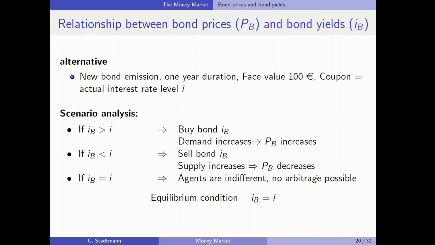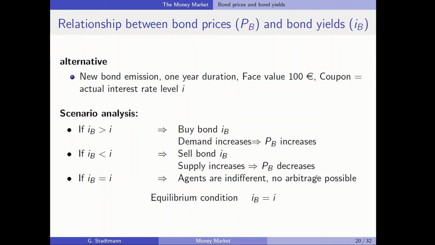What is the alternative, the other bond we are talking about? It's a new bond emission. It also has a 1 year duration. The face value is 100 euros and the coupon is the actual interest rate level I. In our Christmas example, this interest rate was equal to 5%. In case that the yield of the old bond is larger than the current interest rate level, people would only buy the old bond.